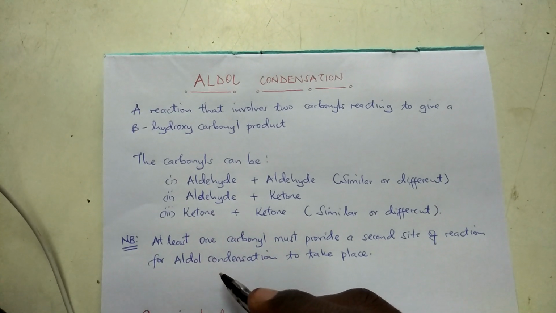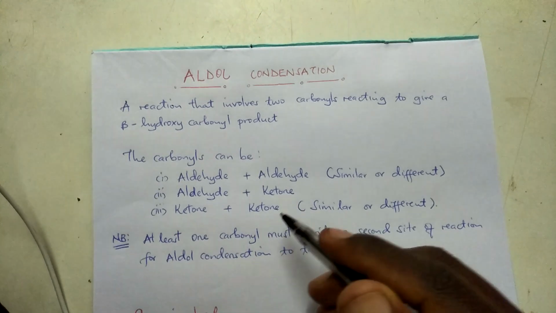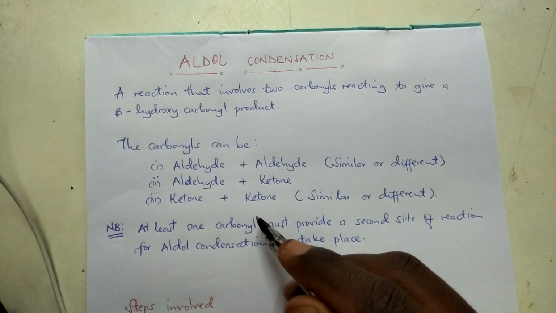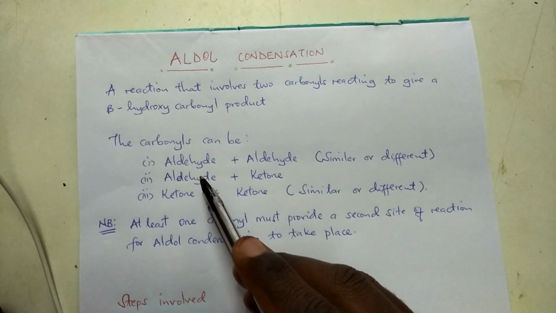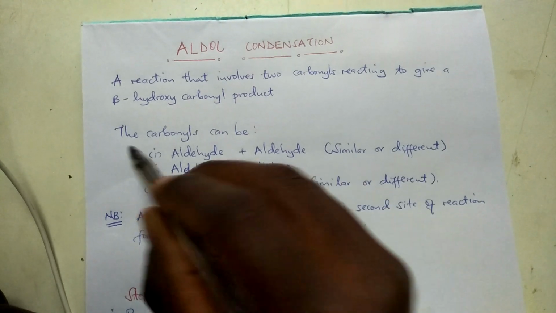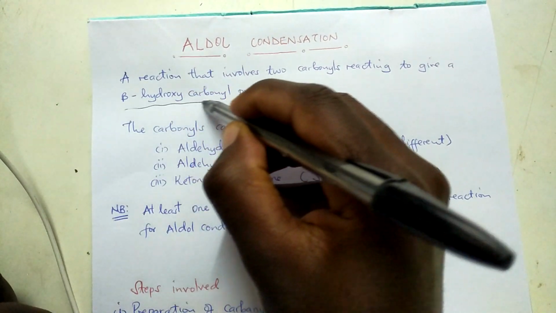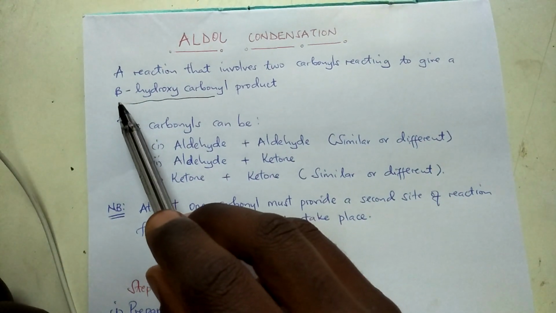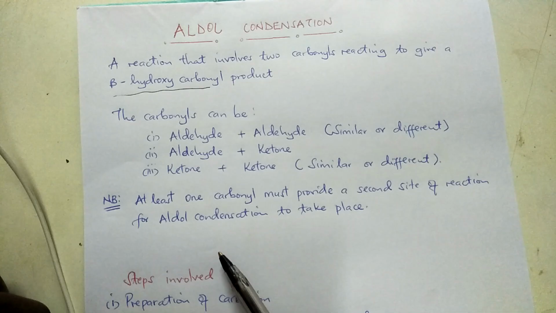Welcome to this second video. We look today at aldol condensation. Now, aldol condensation is a reaction that involves two carbonyls reacting together to give a product which is beta hydroxy carbonyl. That means it has a hydroxide group at the beta position to the carbonyl.